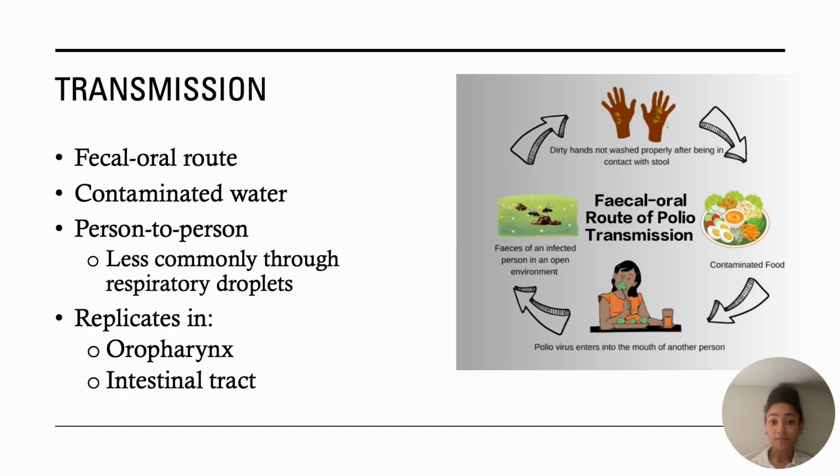After entering the body, the virus replicates first in the oropharynx, which is the middle part of the throat, and the intestinal tract. In most individuals, the immune system produces neutralizing antibodies that prevent further spread. However, in a small percentage of cases, the infection progresses beyond this initial stage.